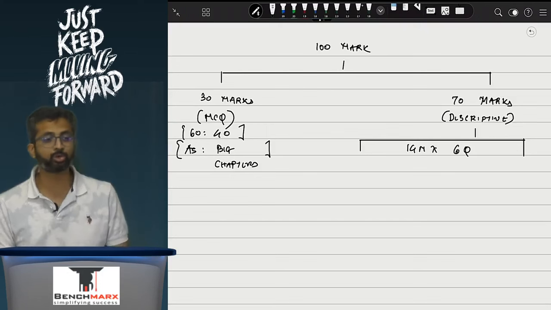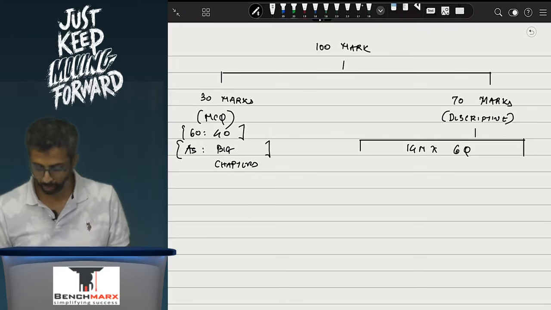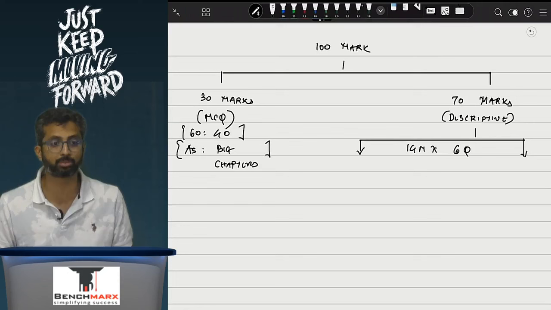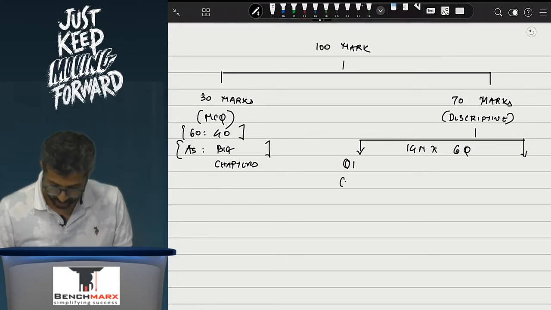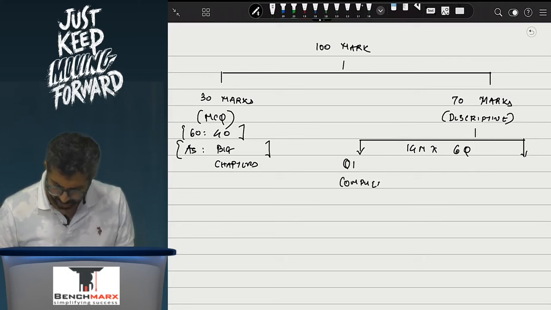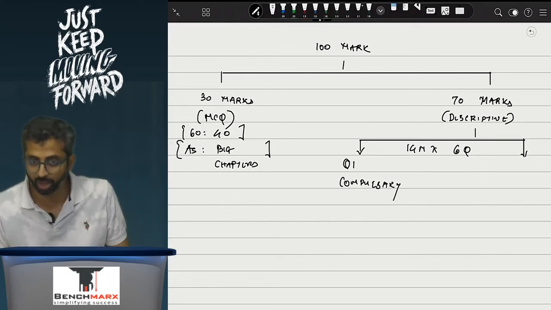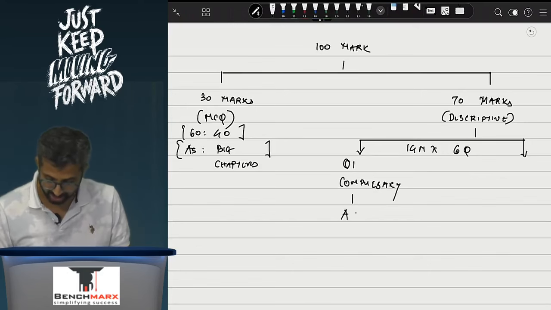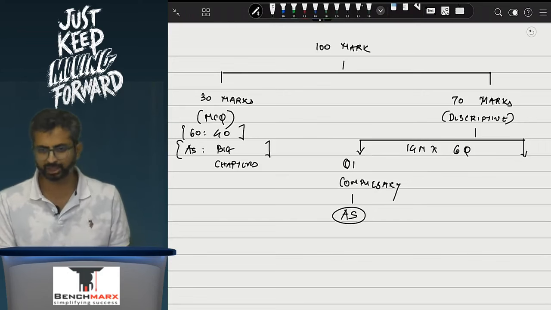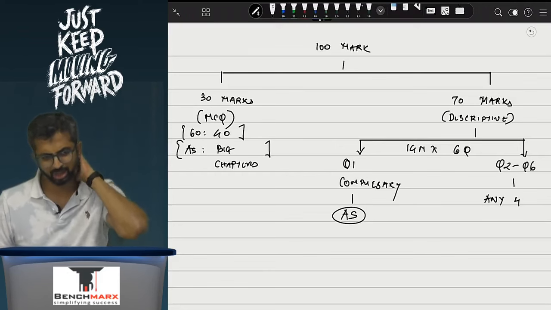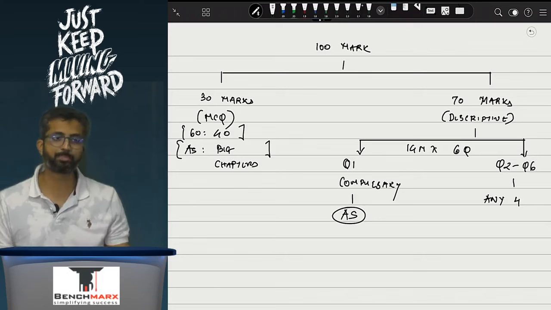In MCQs you have no option, but in descriptive, you will have an option. So, over here, you will have 14 marks ke 6 questions. That is 84 marks over here, out of which question 1 goes in as compulsory. Usually, this question comes from accounting standards, even in the older syllabus, even now. Even in May 24, it came from accounting standards. And between question number 2 up to question number 6, you will have to solve any 4. So, you will have an option over here. So, this is your paper pattern.